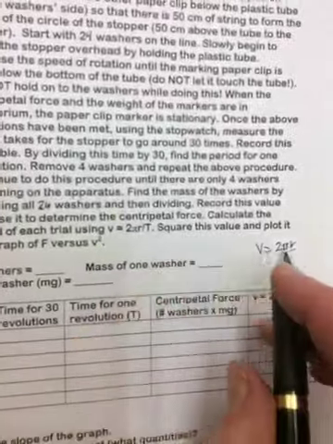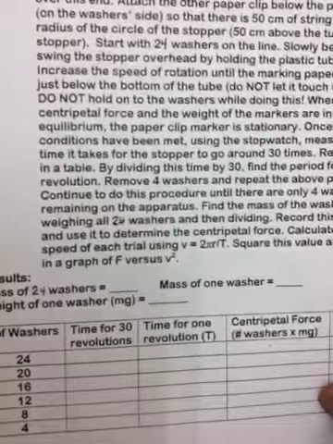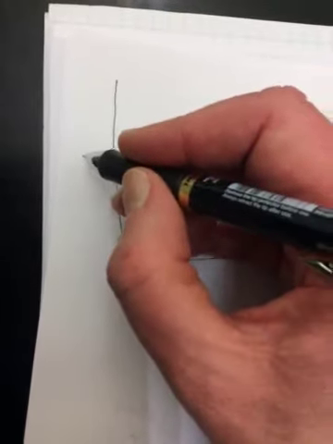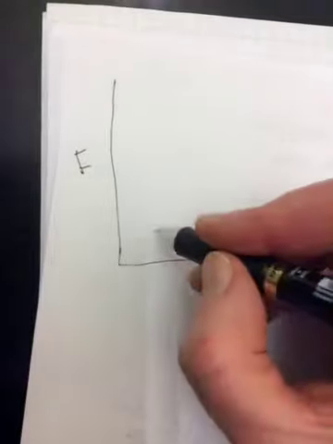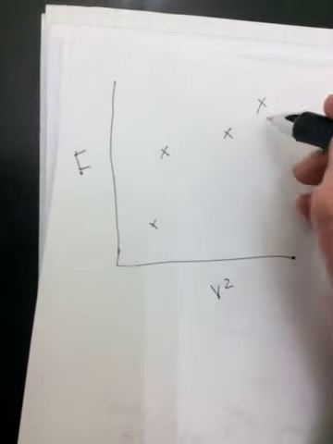So then it says plot it in a graph of F versus v squared. On graph paper, a full page, I don't have either graph paper or a full page, but it wouldn't fit in the lens anyway. F is going to go here, v squared is going to go here. And you're going to plot your points, just like we've done a ton of times, okay?